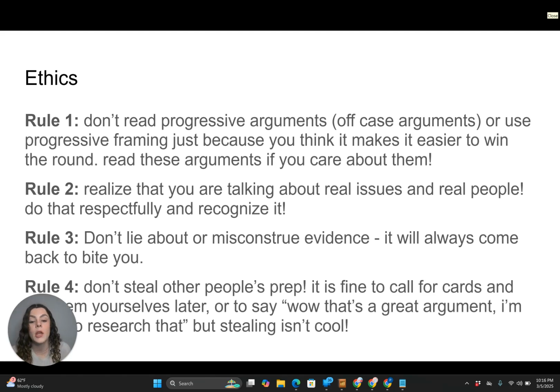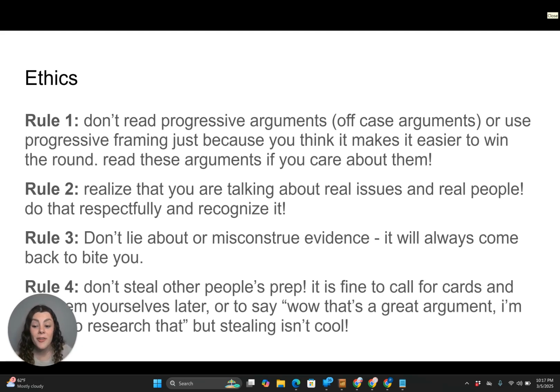So rule number 1, you don't want to read progressive arguments or off-case arguments using progressive framing, any of that. What does this mean? This means when you do your framework, which we talked about in previous lessons, you don't want to have some sort of abusive framework that makes it super hard for your opponent to prove. Even though that might be an easy win for you, a lot of judges and opponents don't like that. They see it as abusive and not fair and not maintaining the essence of the debate. So that usually only works against you, not for you.